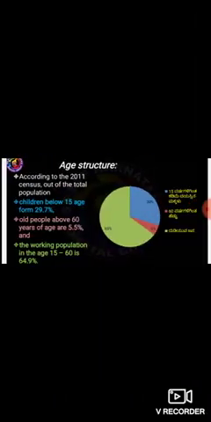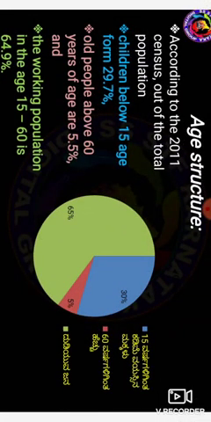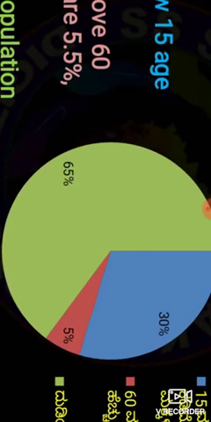And the next one, the age structure. According to the 2011 census, out of the total population, look at this circle, children below 15 years are 29.7 percent, about 30 percent. The old people above 60 years are only about 5.5 percent, around 5 percent, as we see in this chart.